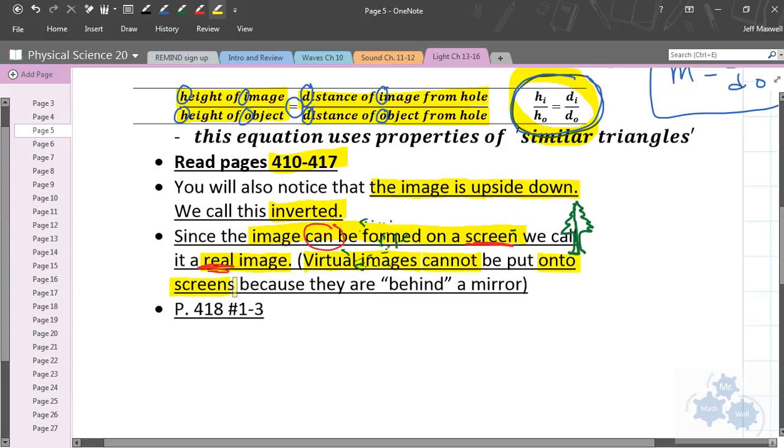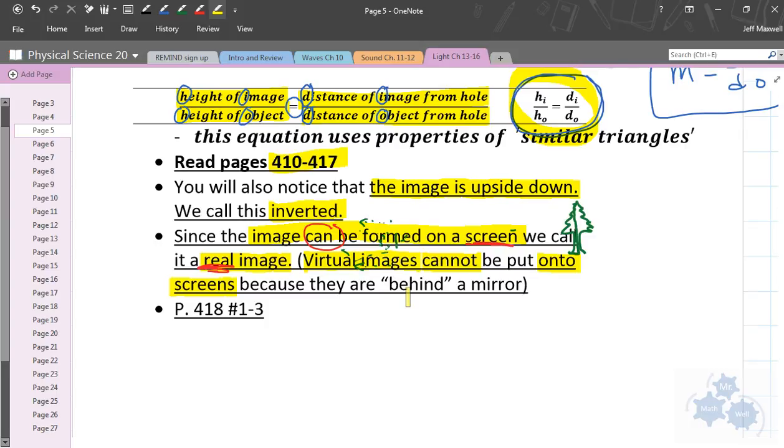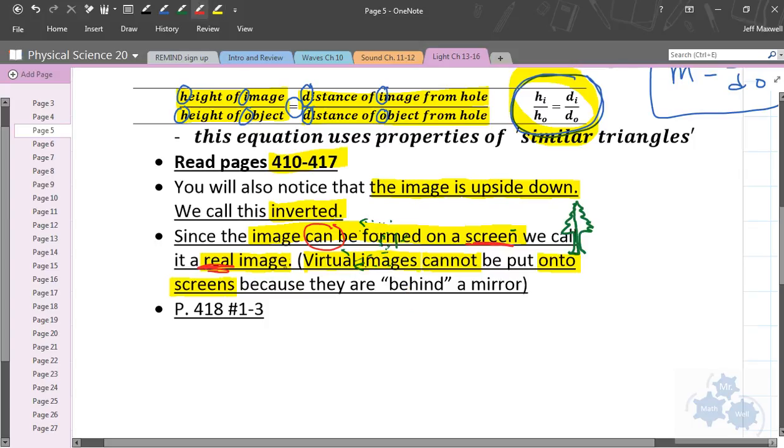So this would be like if you're looking at your image in a mirror. Okay, that is a virtual image because the image that you're seeing is yourself and it would appear to be behind the mirror or behind the wall, right? That's a virtual image. This image that we're projecting onto a screen, and we're actually looking at the screen and seeing the image that's on the screen, that's the definition of a real image. Okay? So real image versus virtual image. That's something that's going to come up a lot.